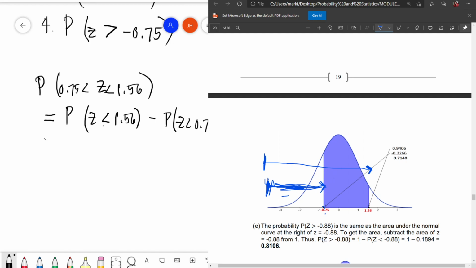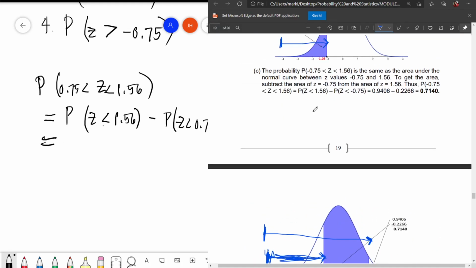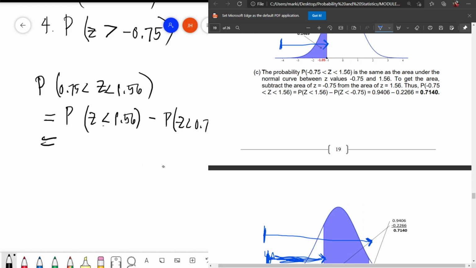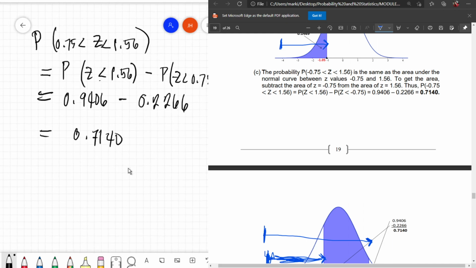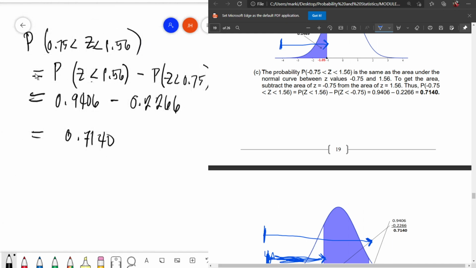Alright? So, since it is less than, once you get this, the area is 0.9406 minus 0.2266 equals 0.7142. So, that is the correct way of solving. Okay? So, just follow these steps to solve for in between.